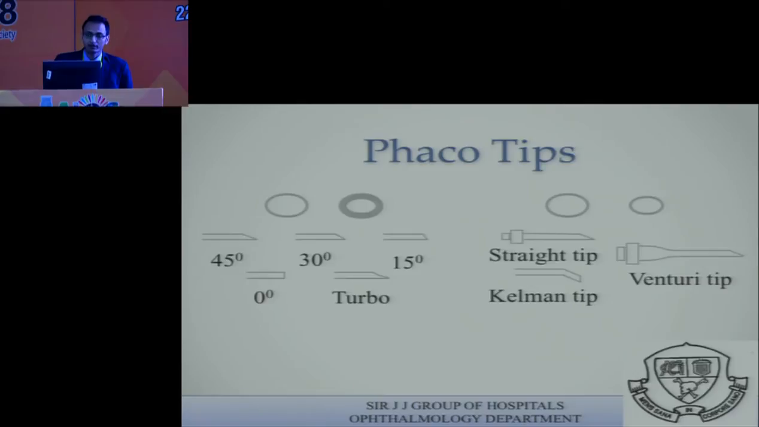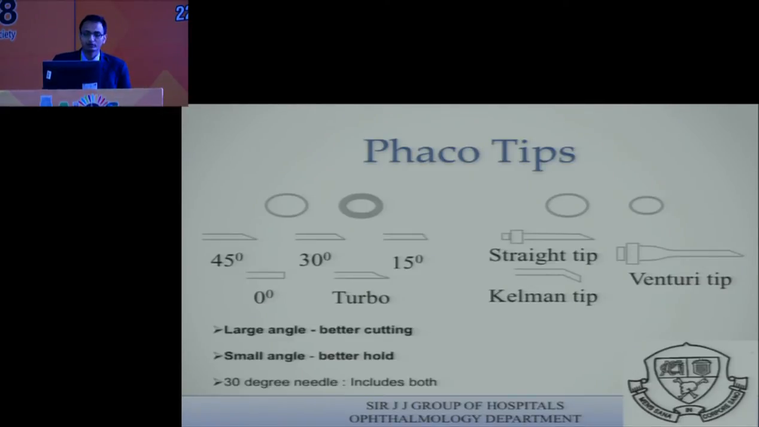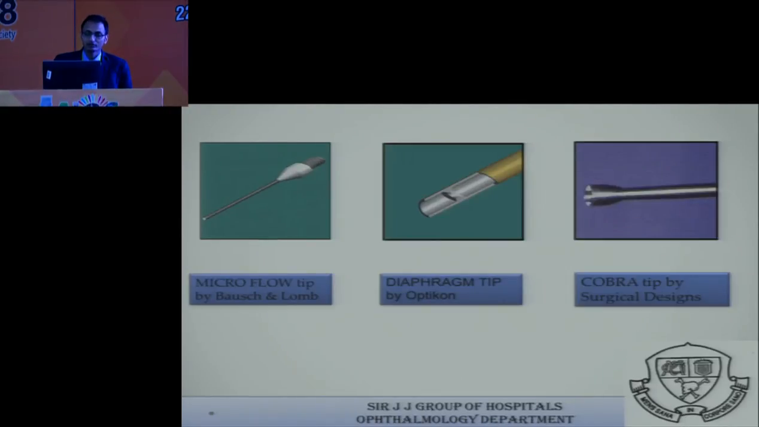Now you know there are various kinds of Phaco tips. The basic principle you should know about the Phaco tips is: the larger the angle, the better the cutting, and the smaller the angle, the better the hold. So depending on your comfort, you can use. Initially, if you don't know which needle will be good for you, you can of course go with the 30-degree needle, which compromises for both cutting and holding. There are various designs, as every company comes with their own tips, but you can use whichever is comfortable to you.